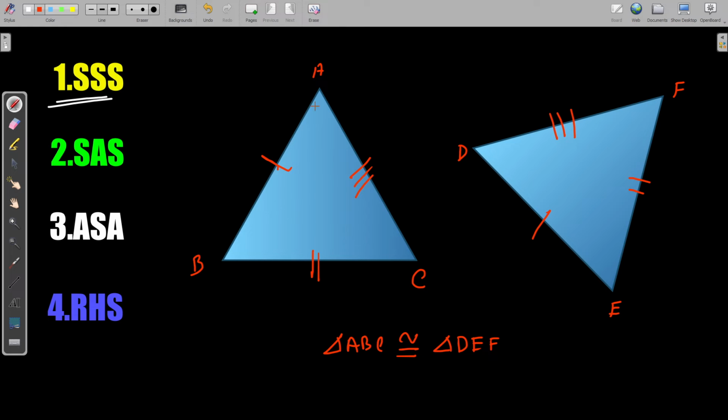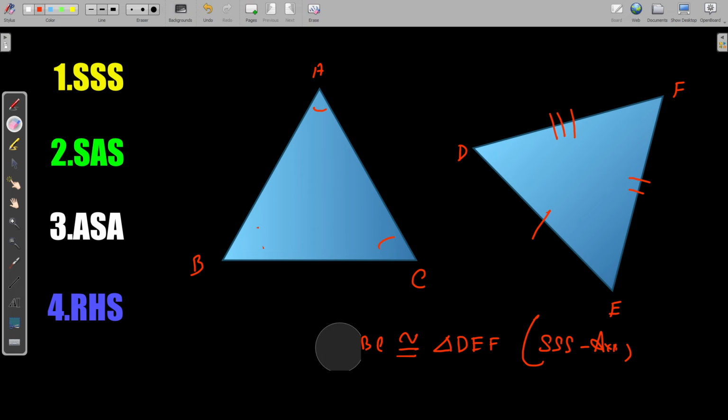See, we did not check whether the angles are equal or not. Why? Because that was the use of the axiom. If using the axiom we find that these three sides are equal to these three sides, automatically the angles will also be equal. So no need to check each angle inside. We'll just use the axioms and we will say that these two triangles are congruent by what axiom? SSS axiom. Easy.